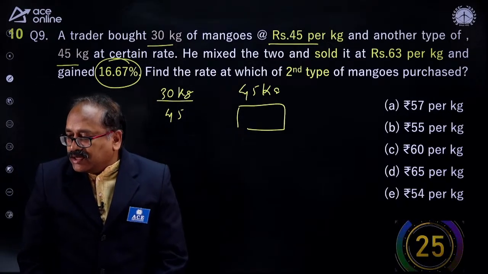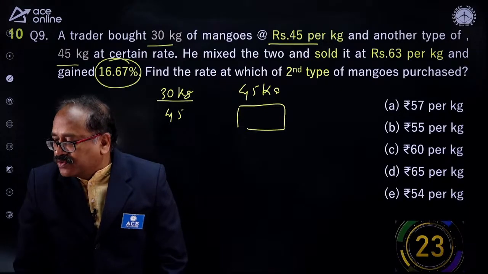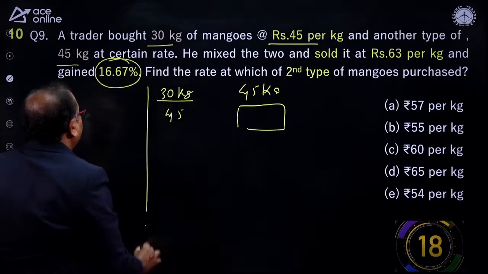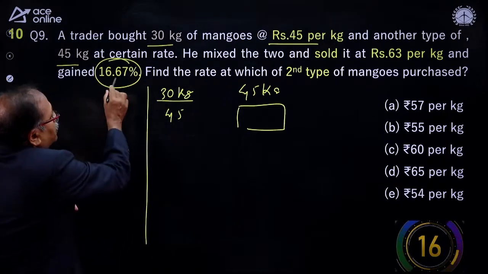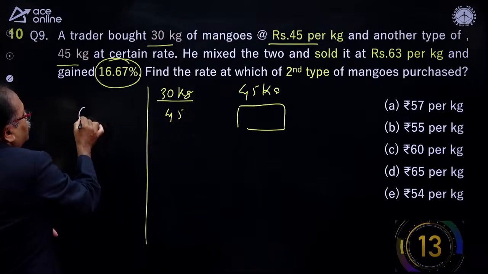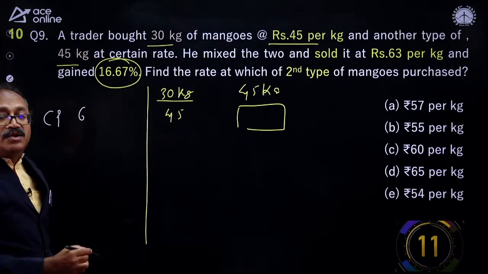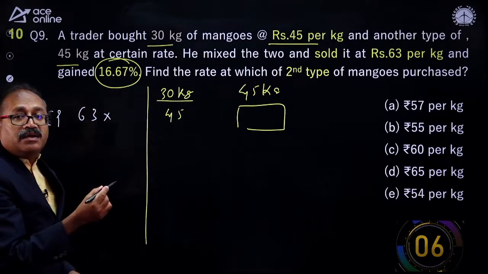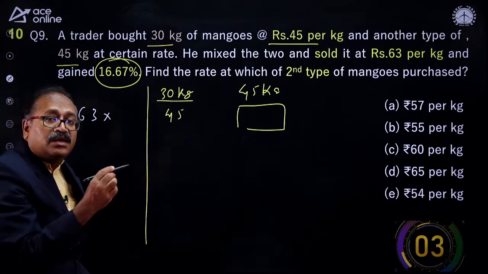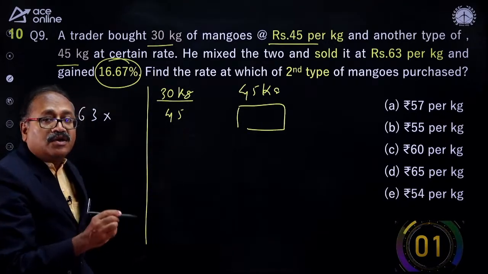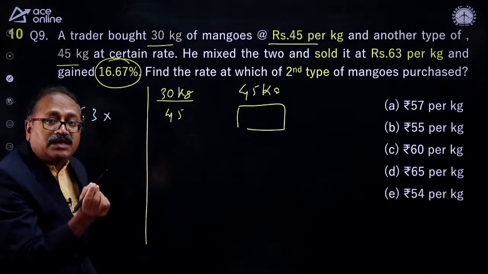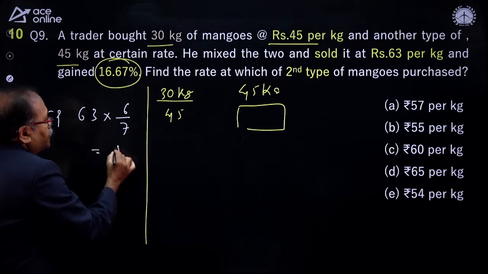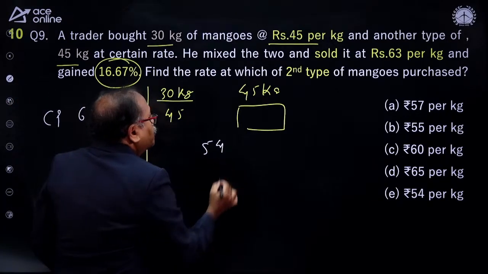Chali, 50 is the answer. That's right, Mr. Manoj. So 16.67 is 1 by 6. You are right, my young friend. So if it is 1 by 6, so that is a selling price. So what will be the cost price? So SP is equal to 63, and the profit is 1 by 6. That means selling price is 7 by 6. So to get the cost price, it should be multiplied by 6 by 7. So that's 6 is 54. So my mean is 54.